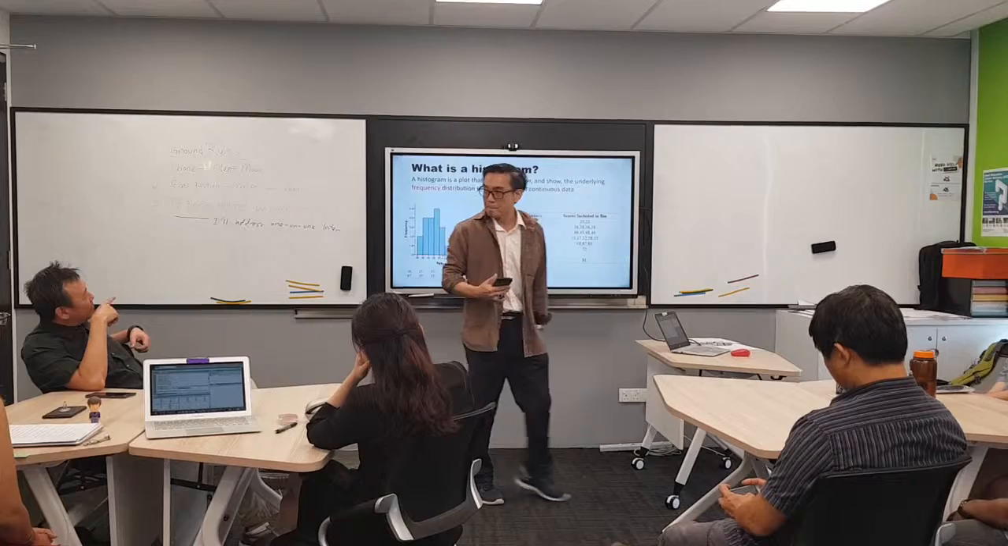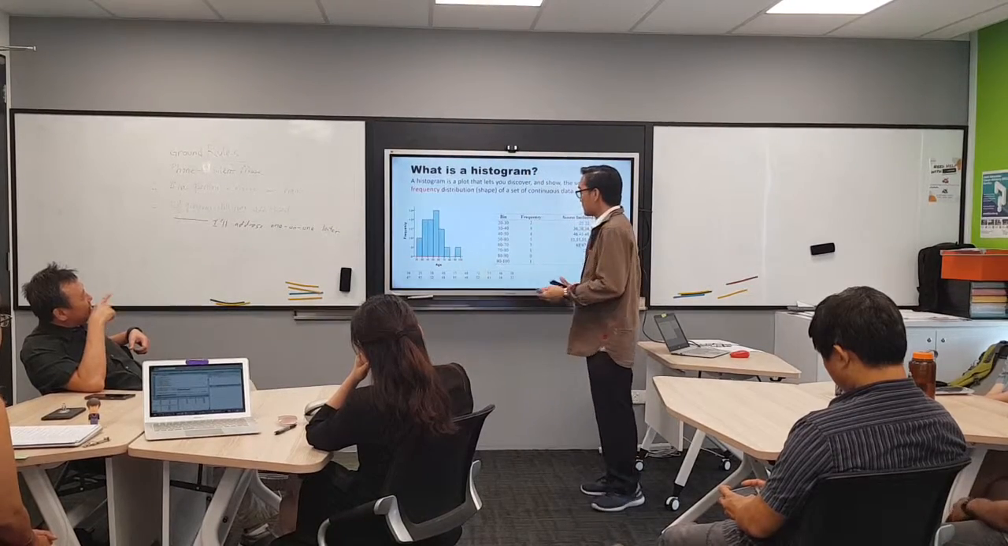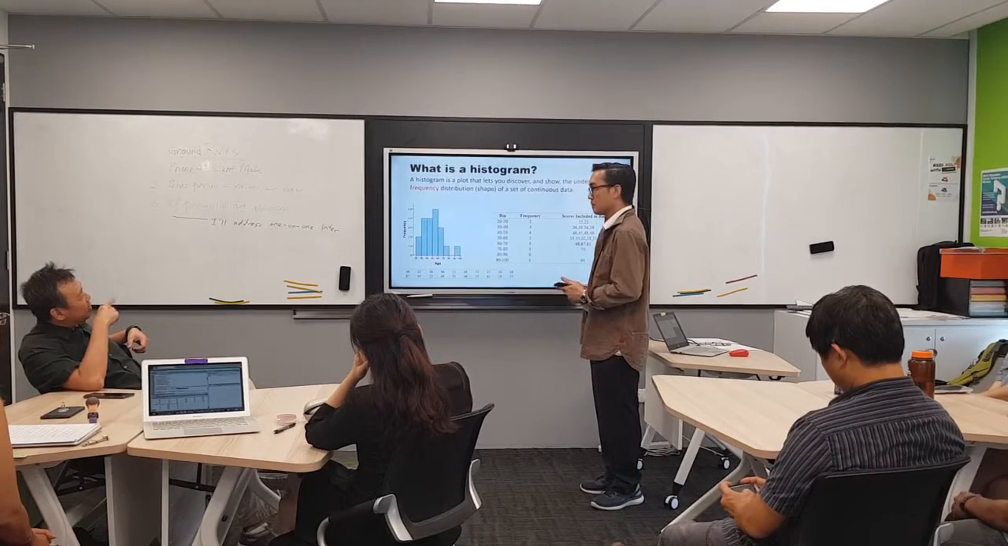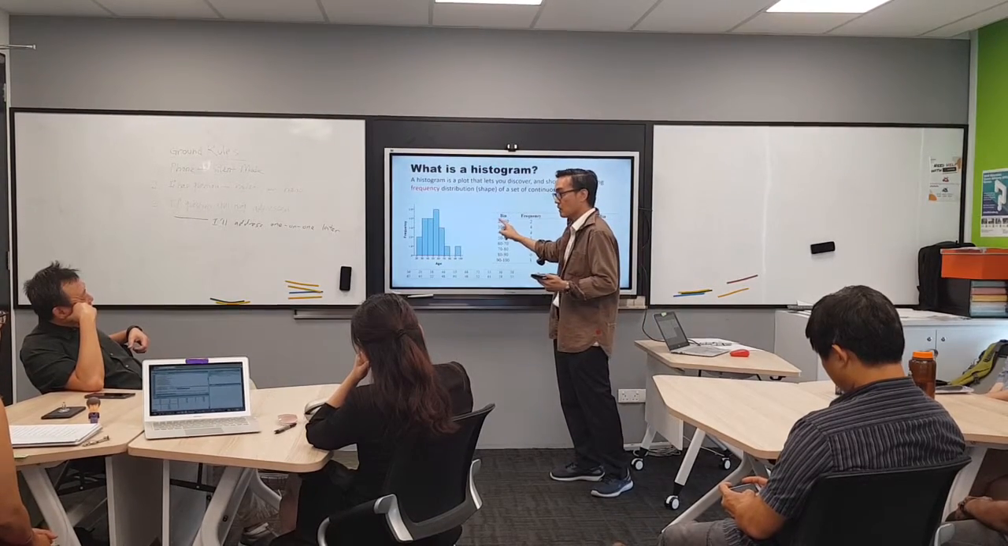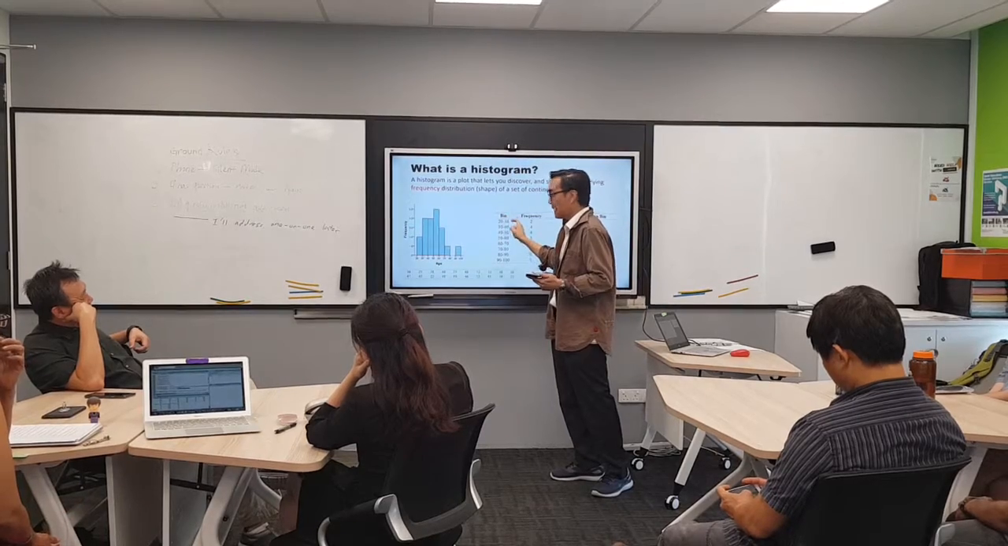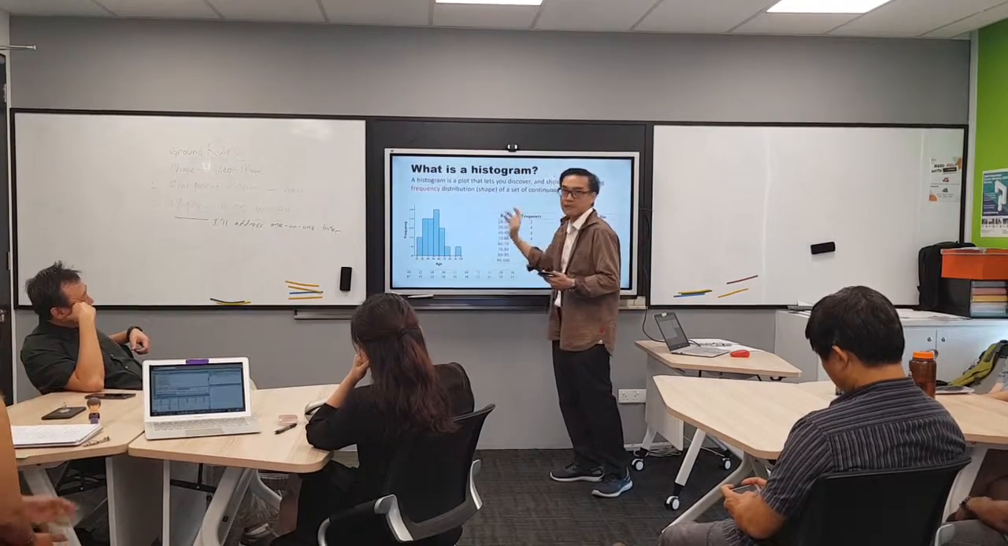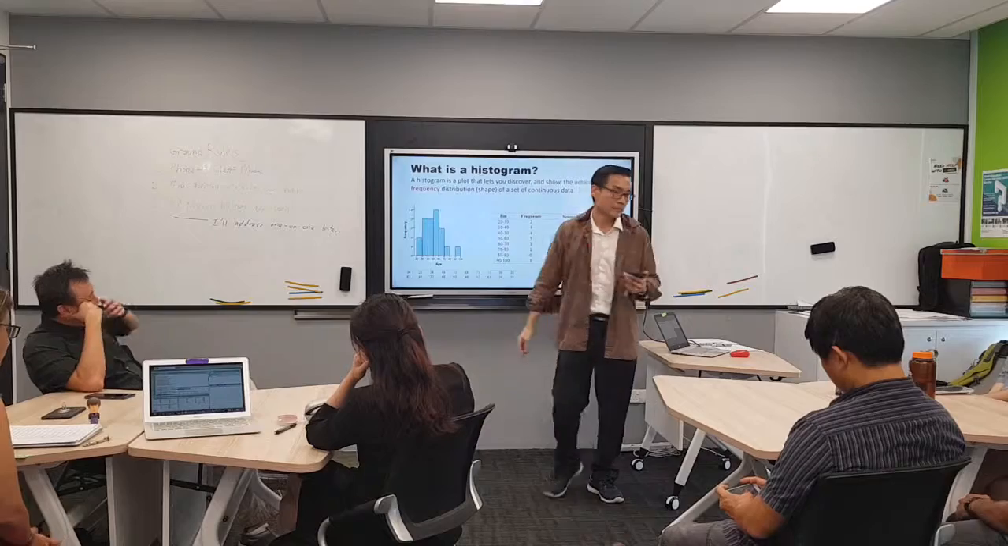Question, what if for example the data falls on the exact number 30, 40, 50, 60? It depends on whether this is equal or less than. Usually it's less than. So you fall on the other bin.